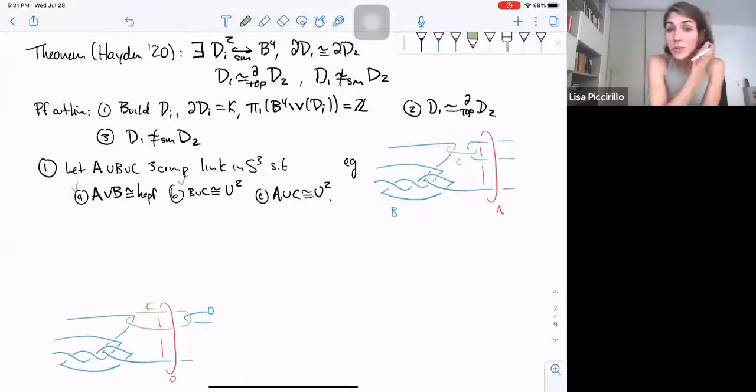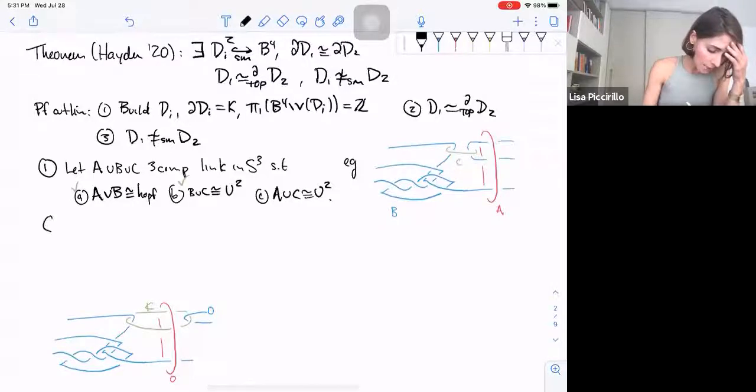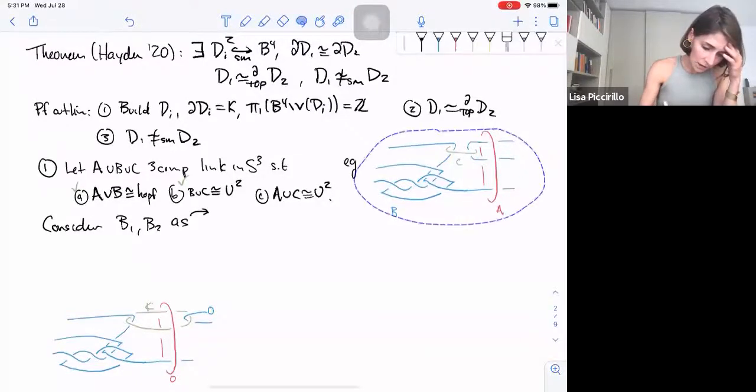Okay, so we drew a three-component link in S3. That's nice, I guess, but we're trying to build disks in the four ball. So the first thing we're going to do is use these links to define some four manifolds, actually two of them. We're going to consider four manifolds B1 and B2 via the handle diagrams I'm about to draw over here.